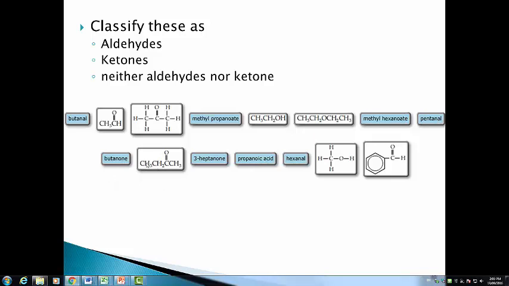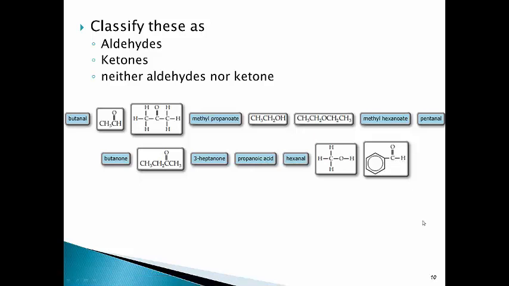Butanone is a ketone. This one we've got a CH3CH2 carbonyl CH3, so a ketone. We've got a heptanone, a ketone. Propanoic acid. Oic acid is a carboxylic acid. Al is an aldehyde. Here we've got an alcohol, so a single bond to an oxygen, single bond to a hydrogen. And here we've got a benzene ring with an aldehyde coming off it, so a carbonyl with a hydrogen.